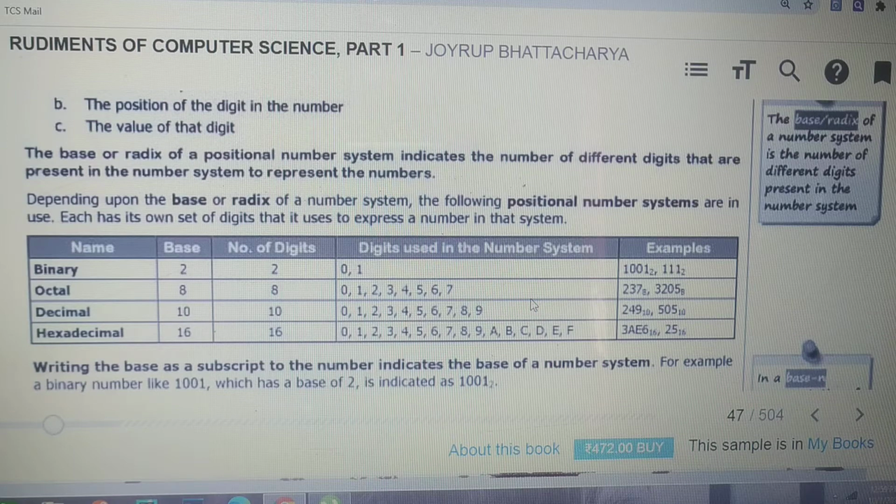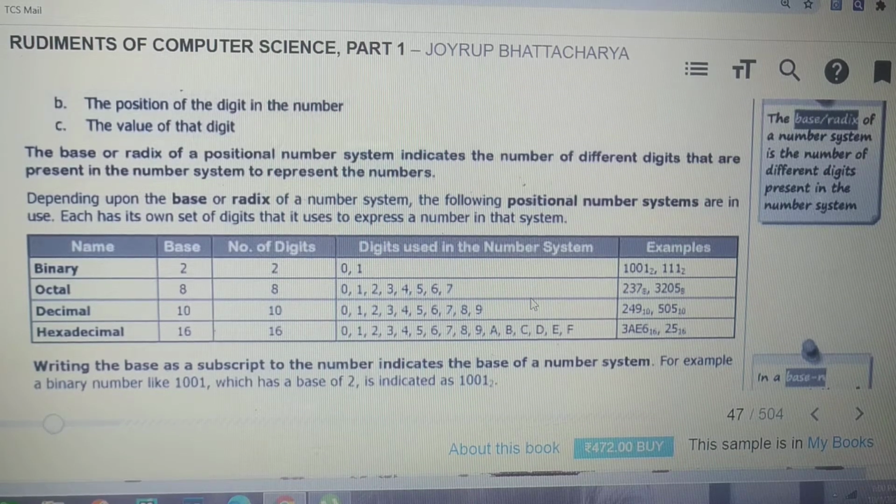In the case of decimal, it is 0 to 9. So how many digits? 10 digits are there. That's why the decimal base value is 10. And hexadecimal is 0 to F. F means 15. So 0 to 15, that is how many numbers? 16 numbers. So that's why its base is 16. In this way we write the base of a system.